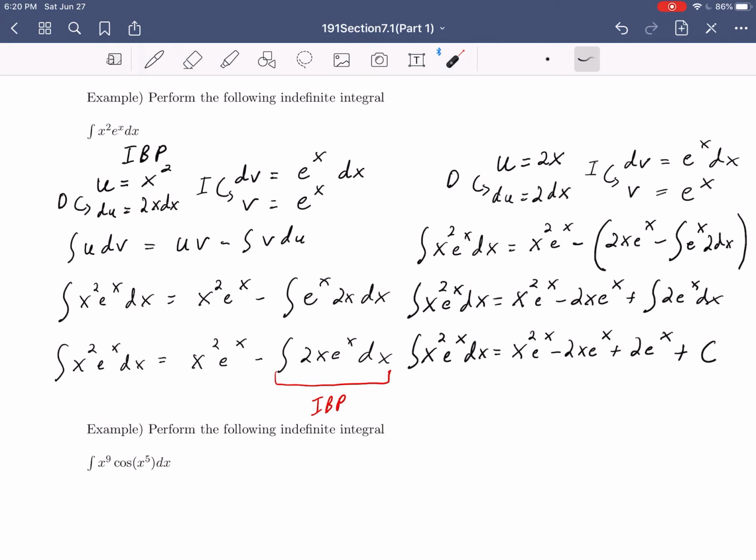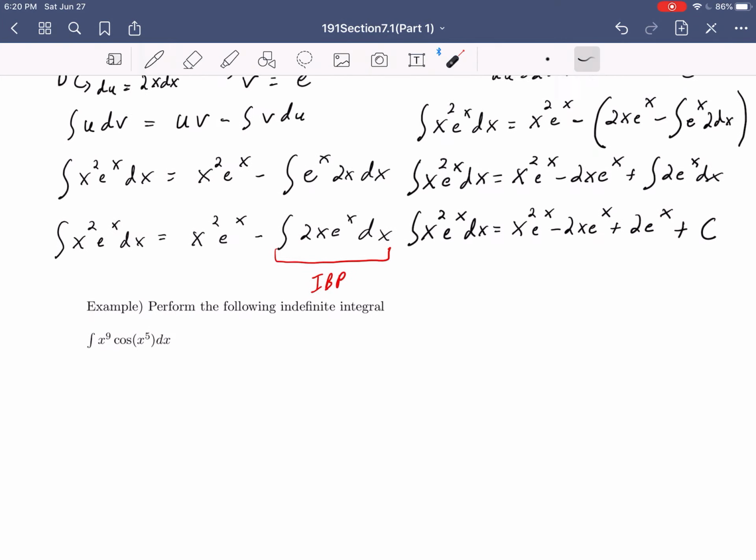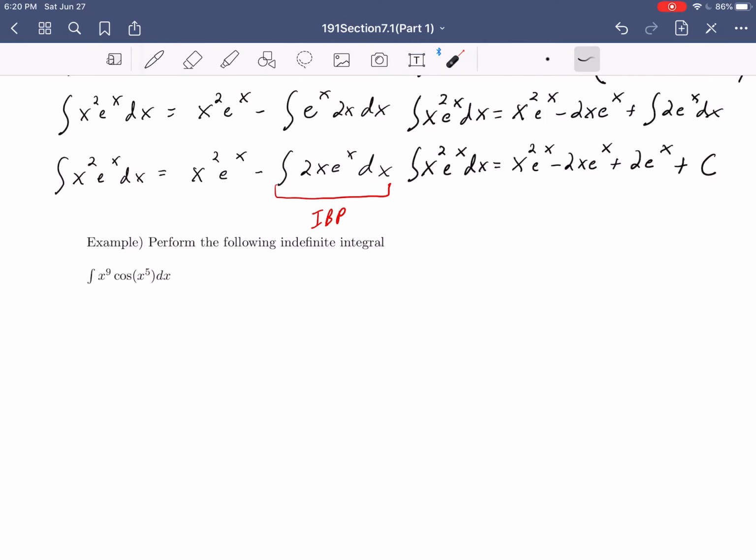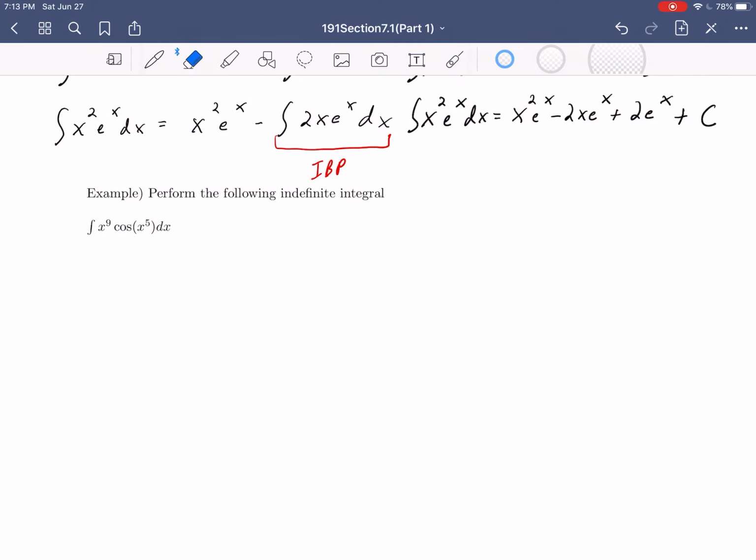All right, let's take a look at another example that sort of mixes some of the techniques that we've learned together. You guys have already seen u substitution. Now we have this integration by parts. They can be used together. Let's go ahead and try to perform this indefinite integral. We've got x to the 9th cosine x to the 5th dx. Now, we should immediately see that there is a product here of 2 functions, so we're thinking integration by parts.